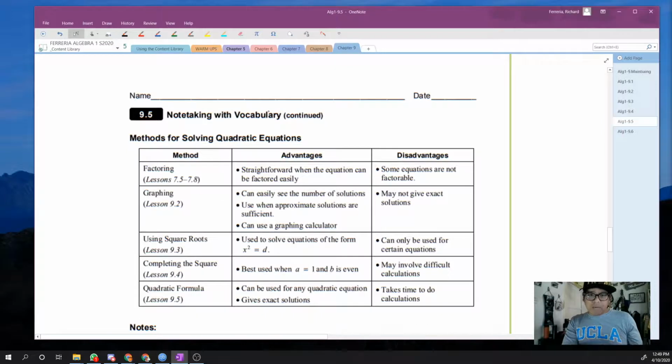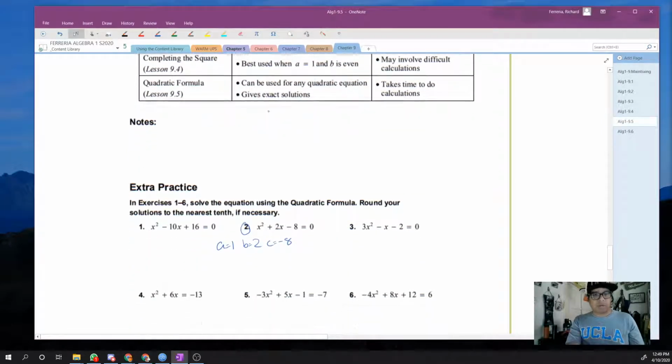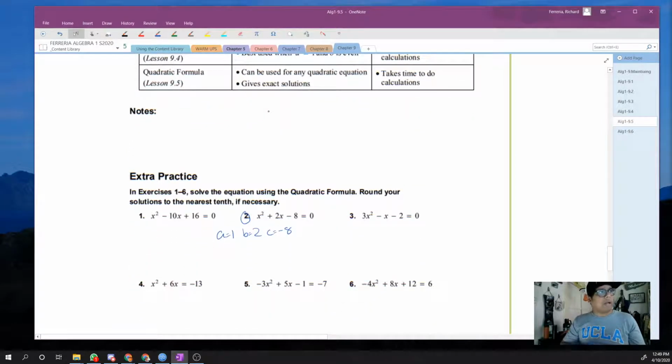We're going to do some example problems now, starting with question 2. First thing that you do with any of these, if you've set yourself on using the quadratic formula, is make sure that you're in standard form. This is in standard form. I've got ax squared plus bx plus c equals 0. And then I'm going to write down a, b, c. 1 is for a, 2 for b, and negative 8 for c.